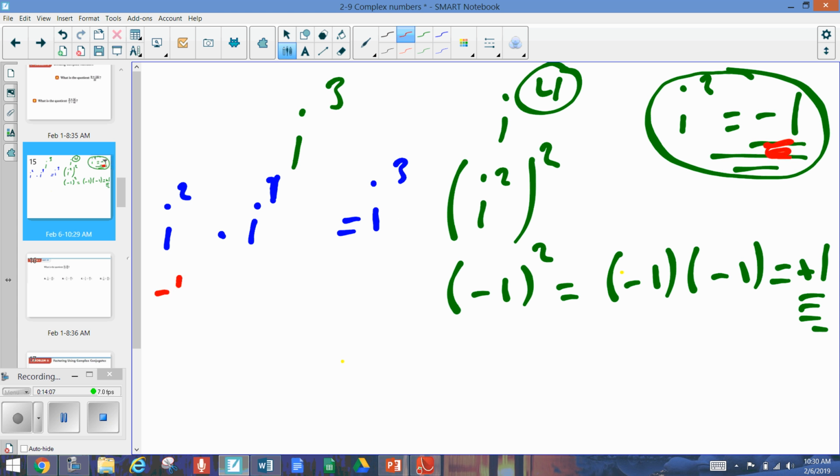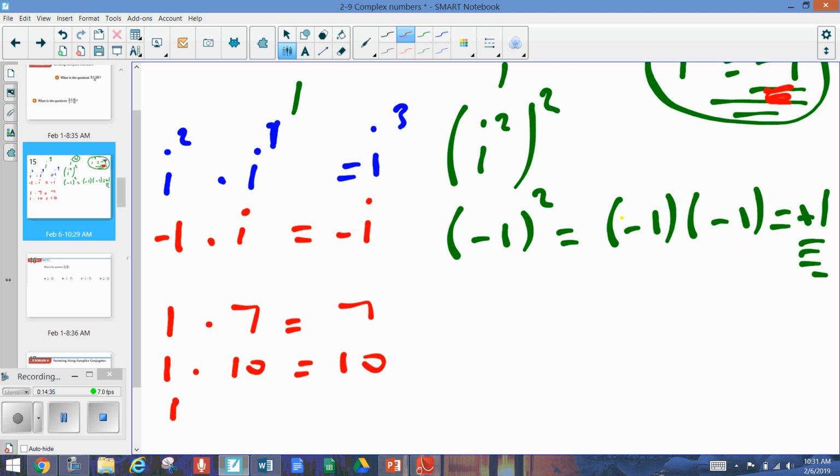Now, you know what i squared is. Negative 1 times i to the power of 1, which is i itself, is equal to negative 1i. That's correct, because any number times 1 is itself. 1 times i is equal to i. So therefore, the answer is going to be negative i. Okay. Now, one more example.